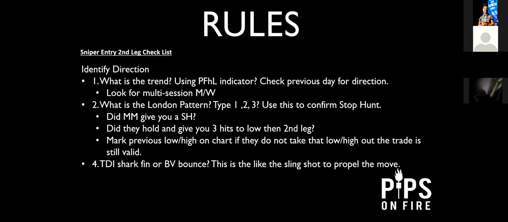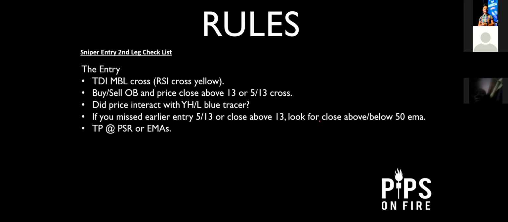All right, so now for the M15, okay? Move on to the next slide. So for the entry on the M15, I'm looking for the TDI, the RSI, which is the black line or the green line. I have mine colored black on my chart. You will see that crossing that yellow line. That's a big clue, okay?